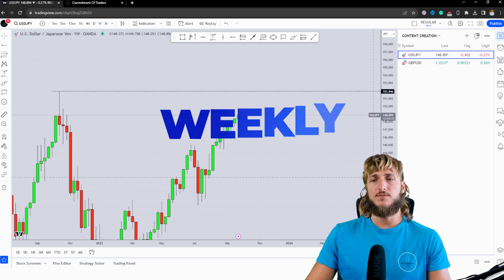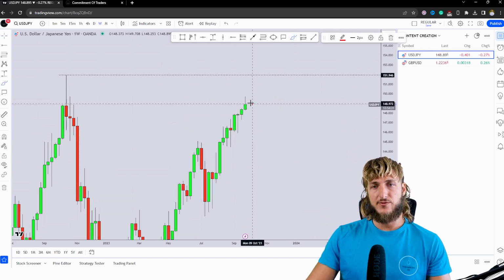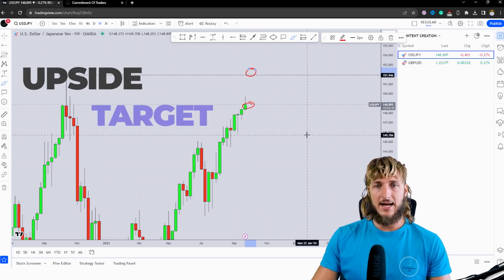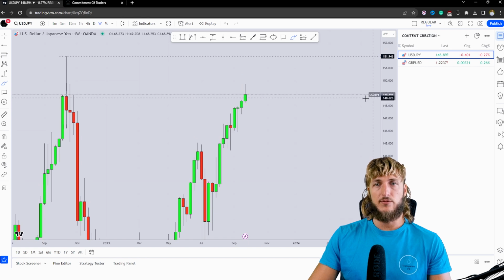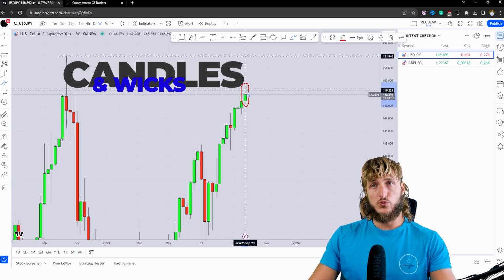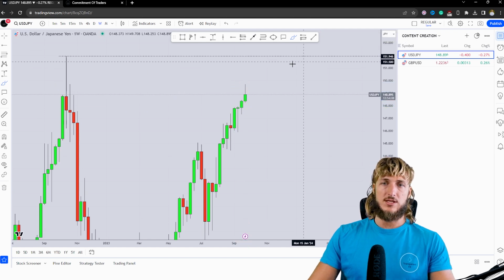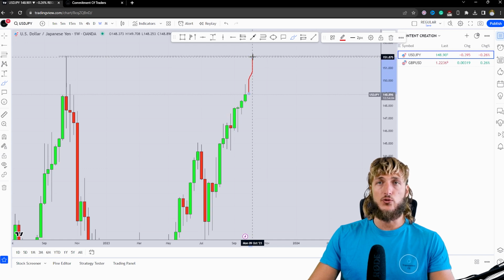Now here in the weekly, we can see that we do in fact have space from the current market price and the upside target. We can also notice that in 12 hours and 54 minutes, this weekly candle here will close. If it will close with this shape, so essentially a very long wick and a green body, we could expect the next candle to fill in the wick.